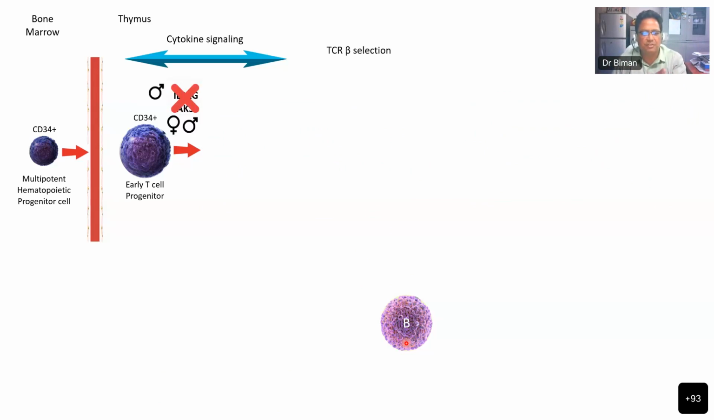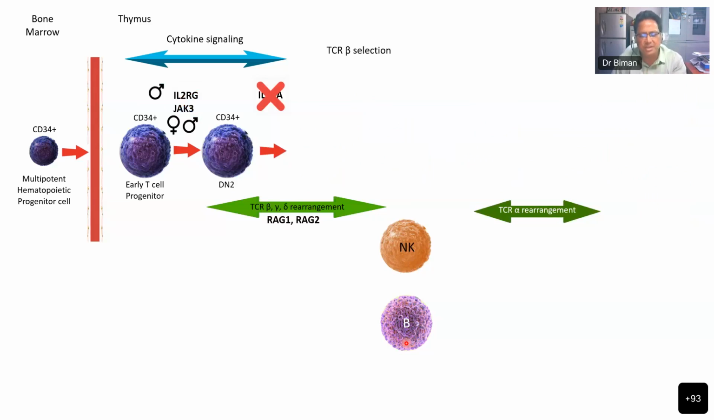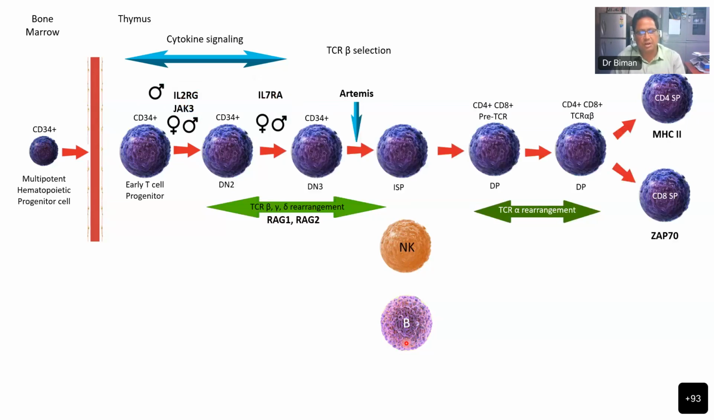Again, if there is a defect in the IL-7 receptor, the same thing happens, but this time the NK cells are spared. Okay, so this will be a T negative, NK positive, B positive kind of severe combined immunodeficiency. So that's how it works.